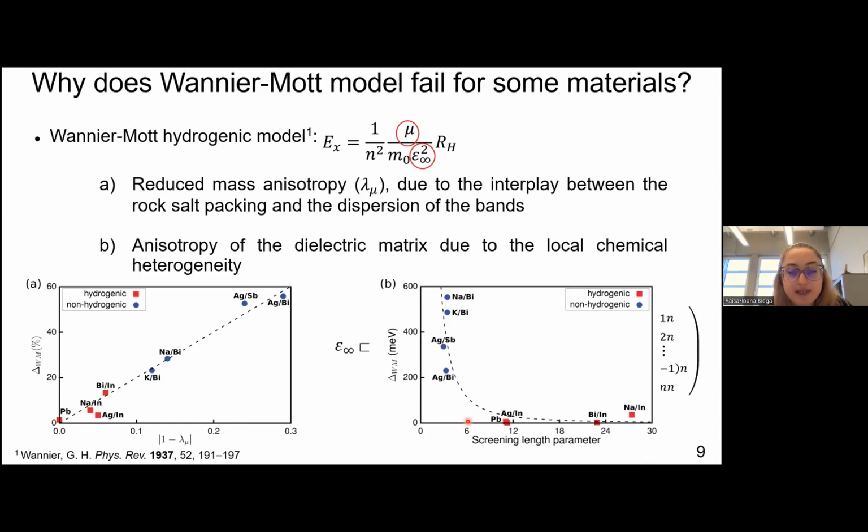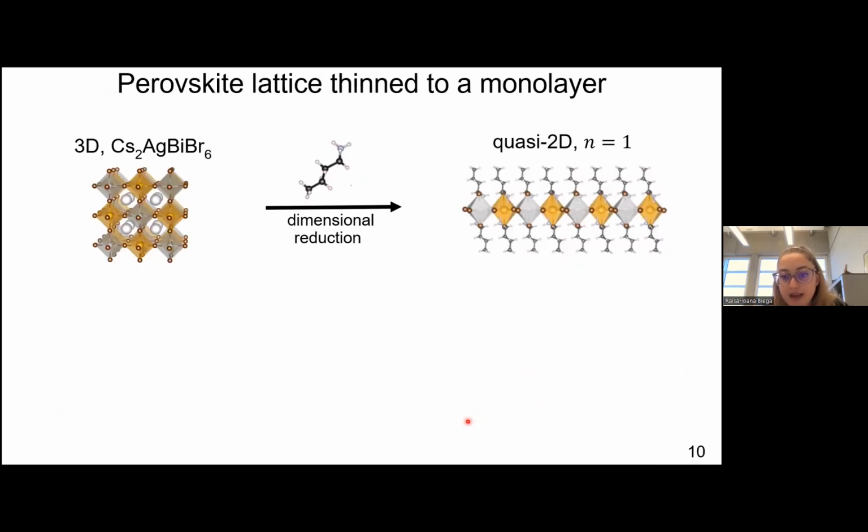Now that we've seen how the 3D materials behave, I want to very quickly show you some results on the 2D and what happens when we reduce the dimensionality of the silver bismuth double perovskite. So when we do this, we basically have 1 or 2 layers of inorganic perovskite sandwiched between long organic molecules, in our case butyl ammonium molecules.